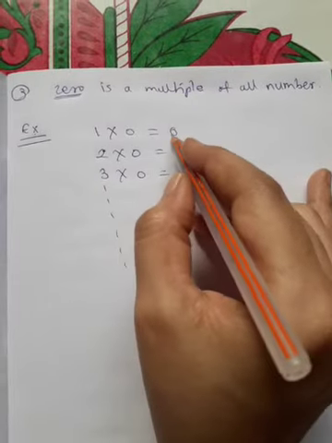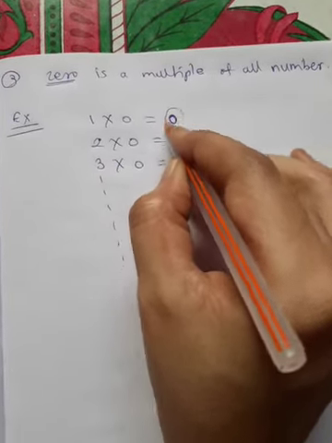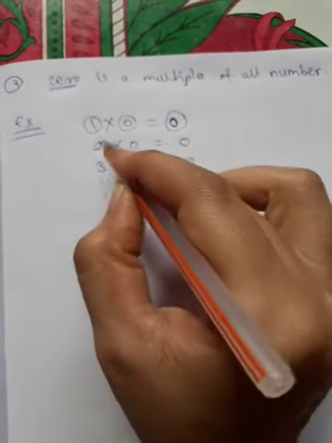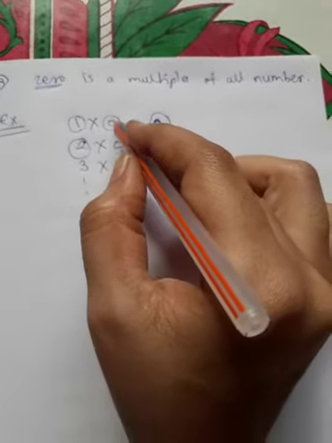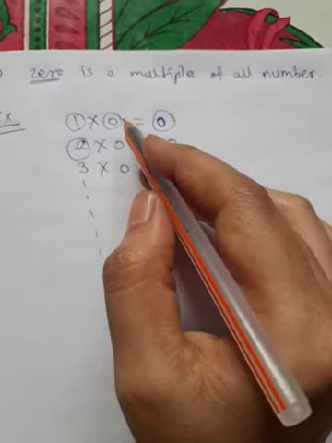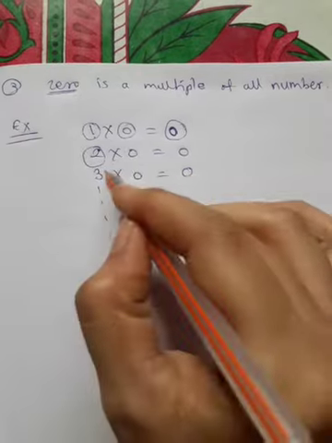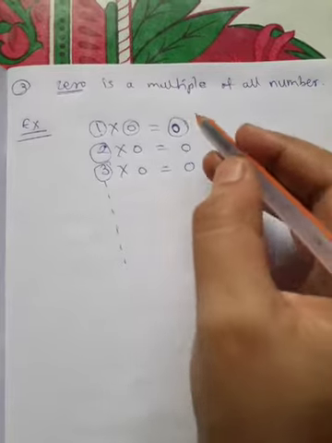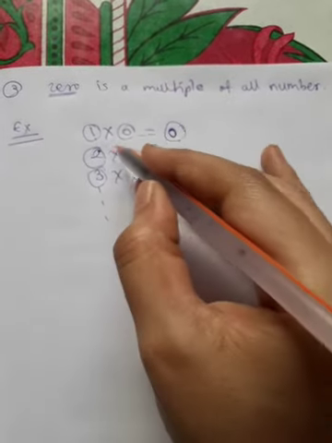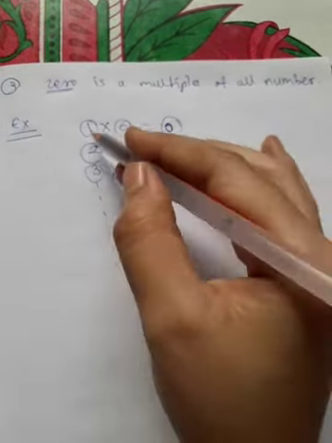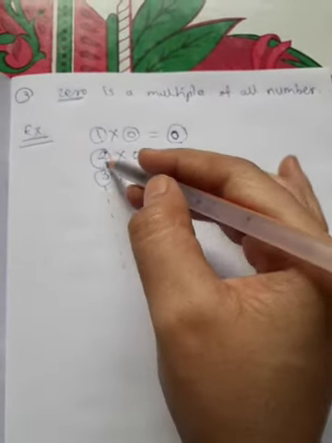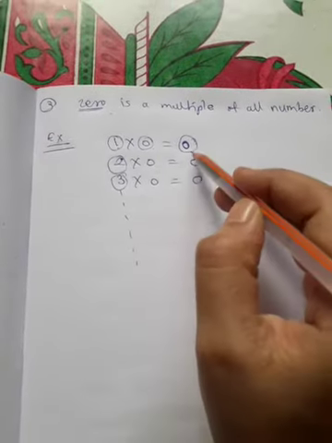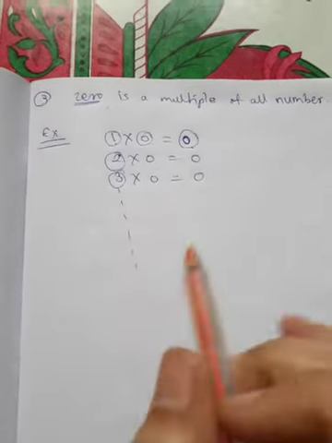So by this statement we can say that 0 is a multiple of 1, and 0 is a multiple of 2 and 3 also. Repeated numbers we count only one time. If we continue, we understand that 0 is a multiple of all numbers: 1, 2, 3, 4, 5, 6 and so on. So 0 is a multiple of all numbers.